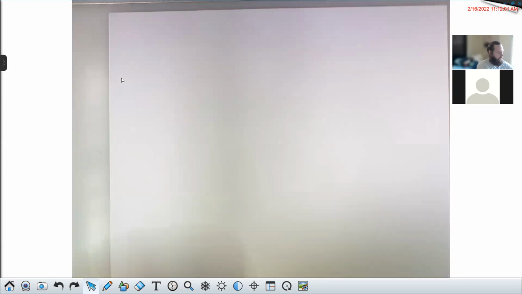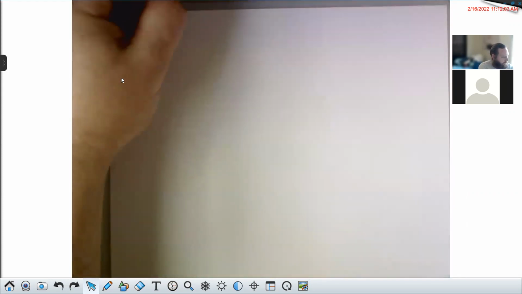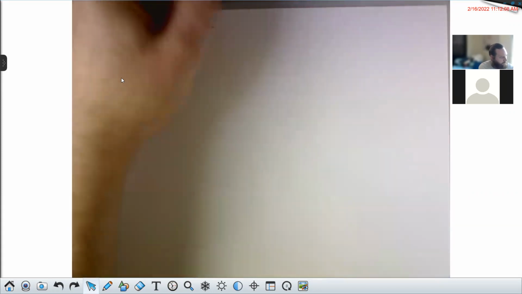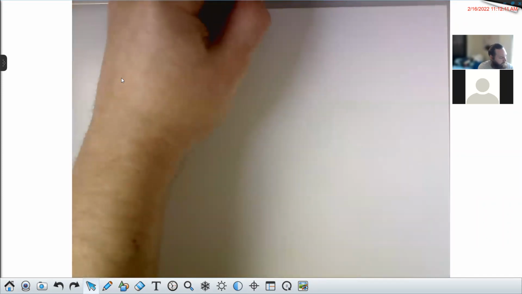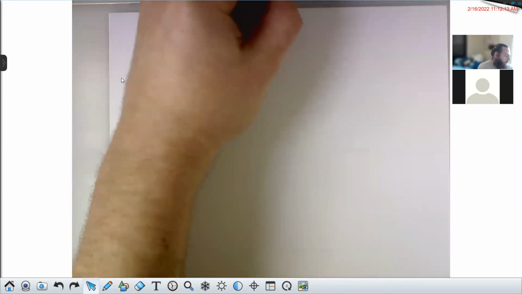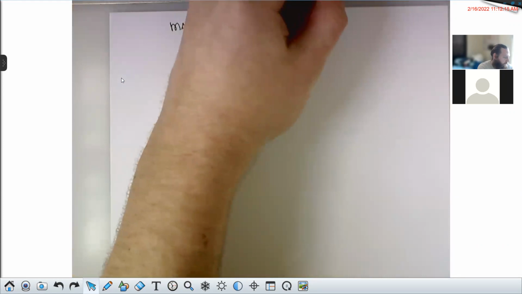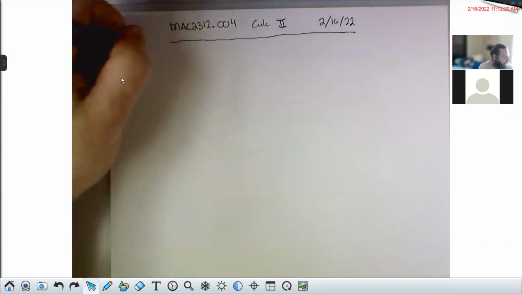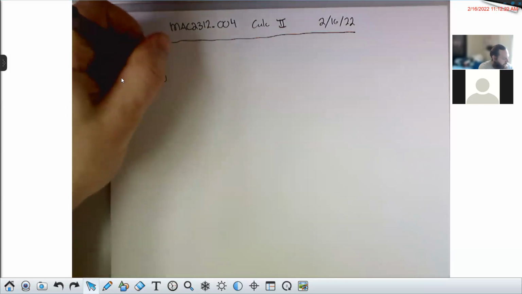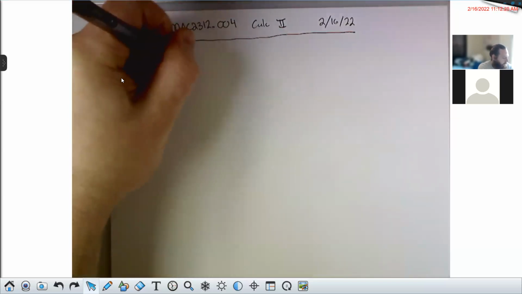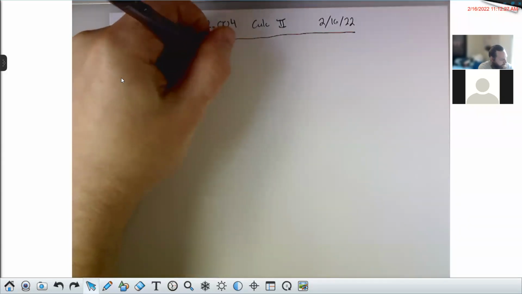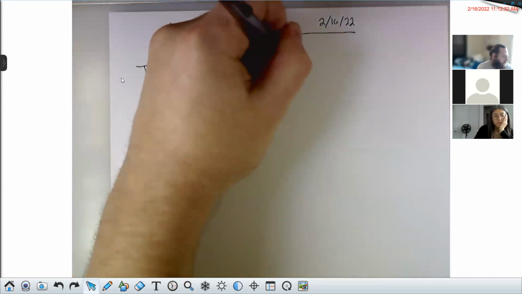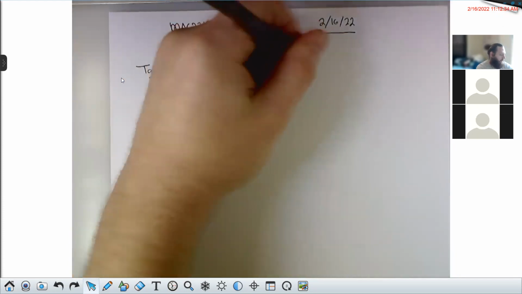This is MAC 2312, section number 004, which is Calc 2, and the date today is the 16th of February. And what we're doing today is more sequences. So this is 11.1 revisited. 11.1 redux.